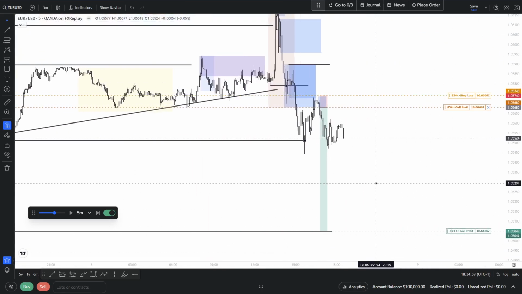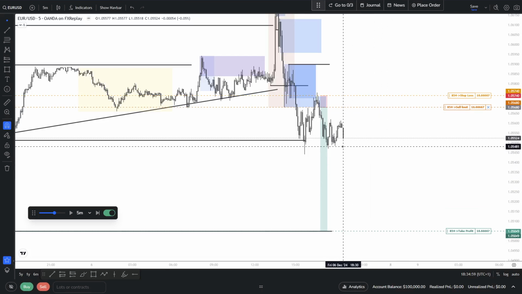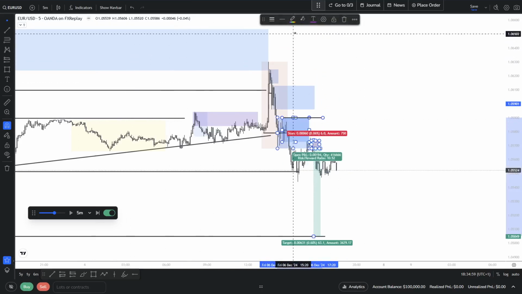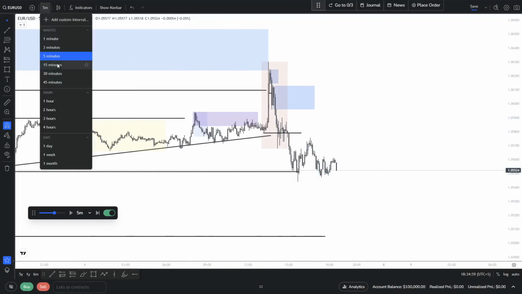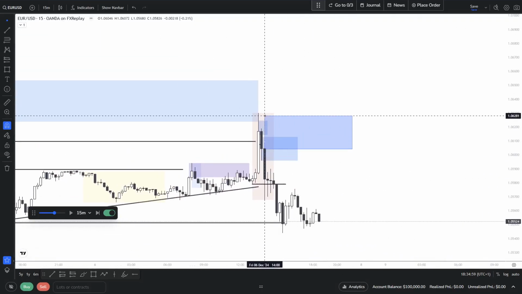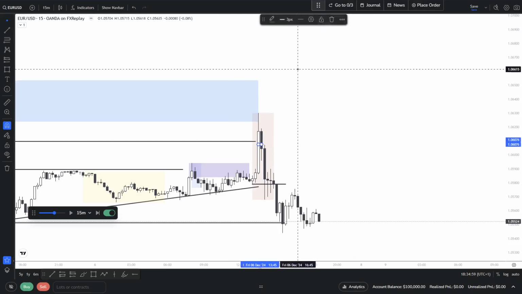Can't do anything, right? And it's pretty late as well. So let's just delete this one and delete these drawings as well. Go on M15 or M5. And now, let me just delete all this mess as well.